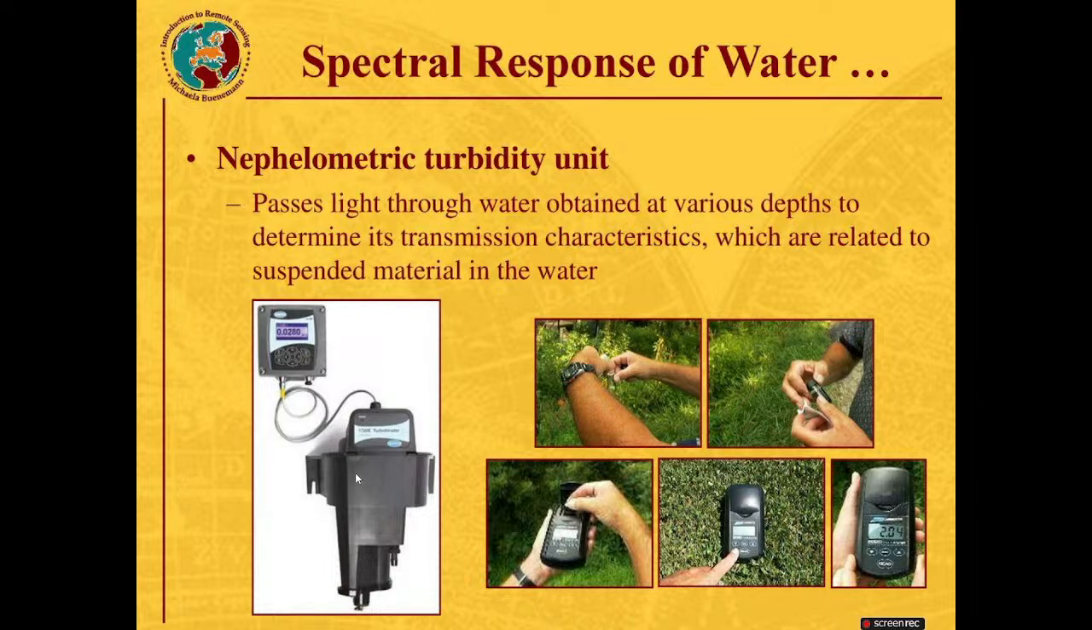Basically, we get this result in NTU, which is the short form of nephelometric turbidity unit. We calculate the turbidity using this unit. This is the tool we use for calculating turbidity on the ground, for example in the laboratory, and it also shows the result like this. We can compare this result with remote sensing to check the accuracy. The unit for turbidity is the nephelometric unit.